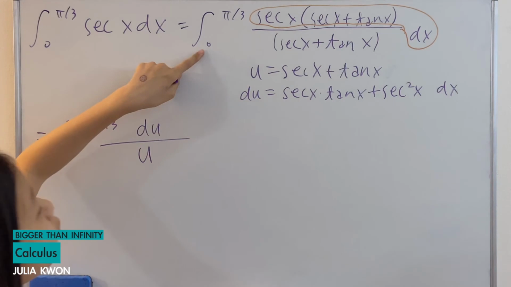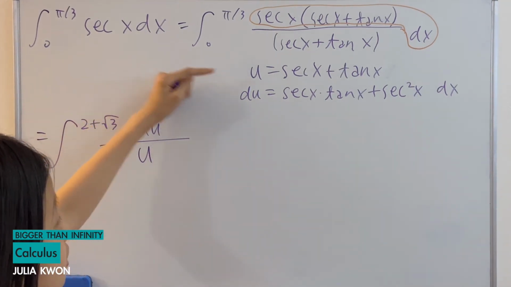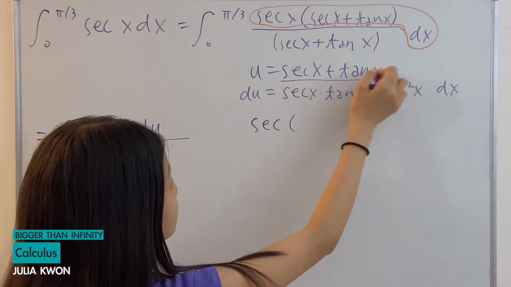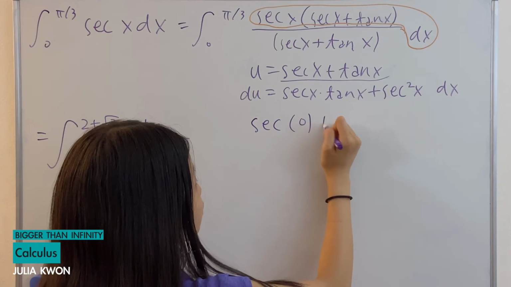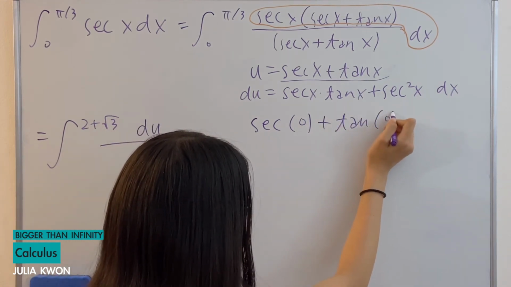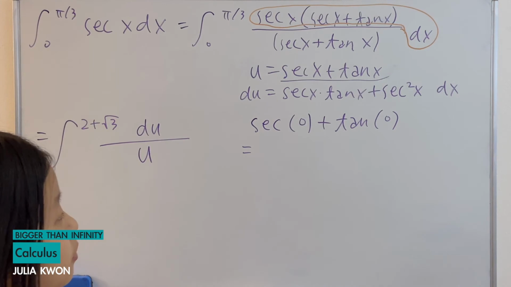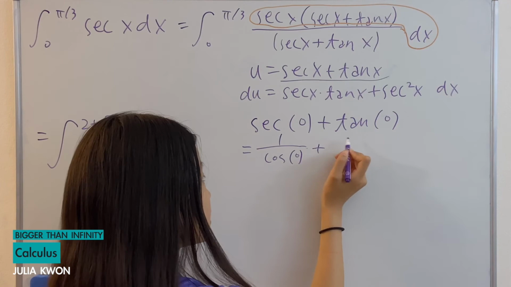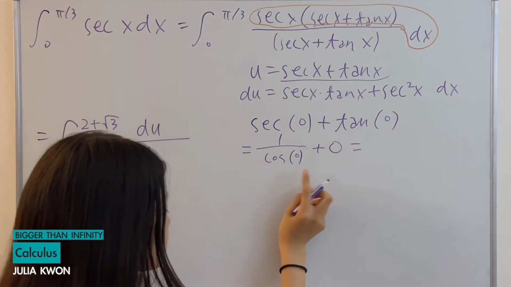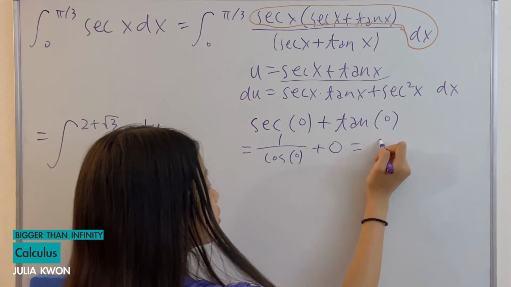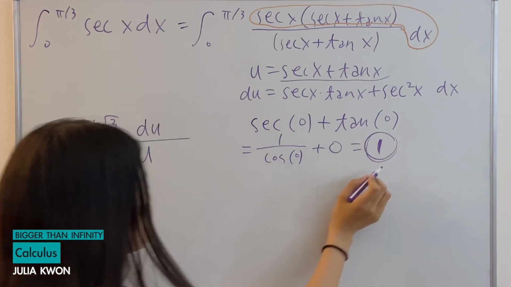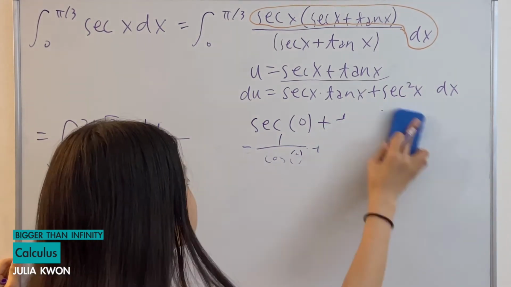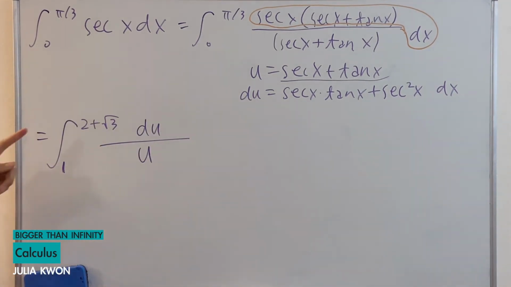Now our other limit is 0. If we put in 0 for x in u, we have secant 0 plus tangent 0. Secant 0 is 1 divided by cosine 0, and cosine 0 is 1, so 1 divided by 1 is just 1. Tangent 0 is 0, plus 0 is nothing, so we're going to replace 0 with 1. And so now we found our new limits.